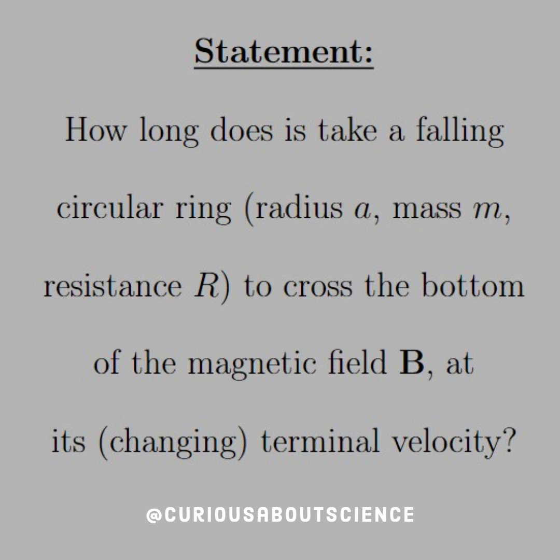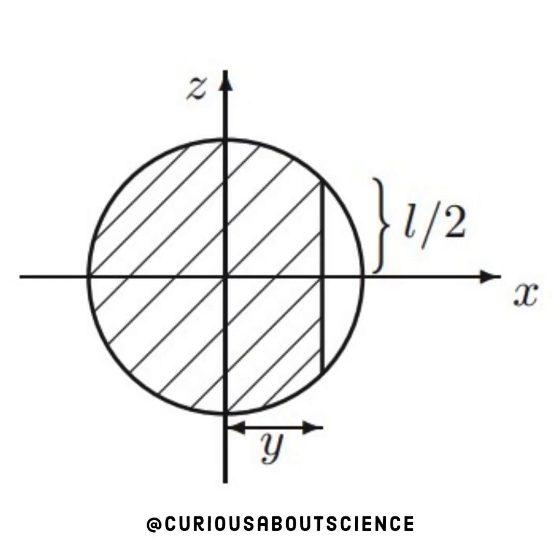So the statement is, how long does it take a falling circular ring, radius A, mass M, resistance R, to cross the bottom of a magnetic field B at its terminal velocity? All right, let's just kind of draw it out.